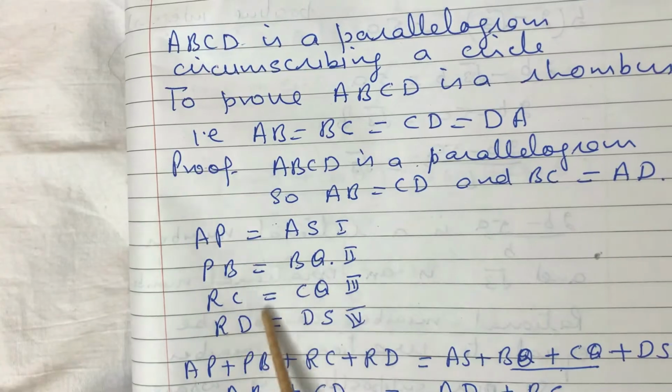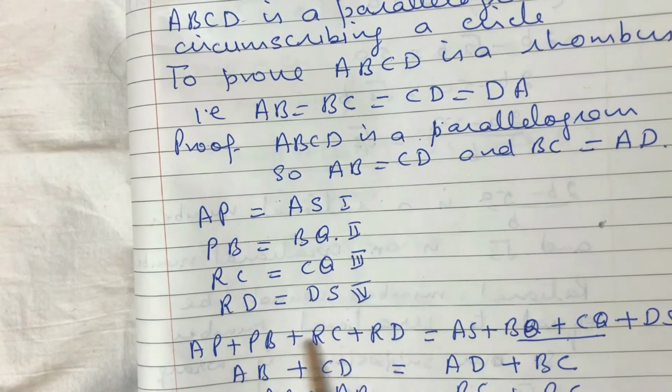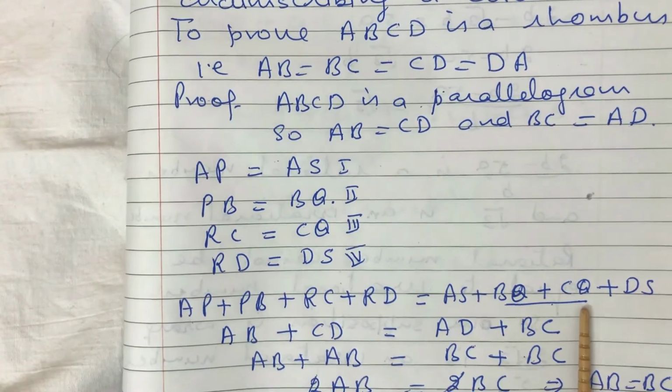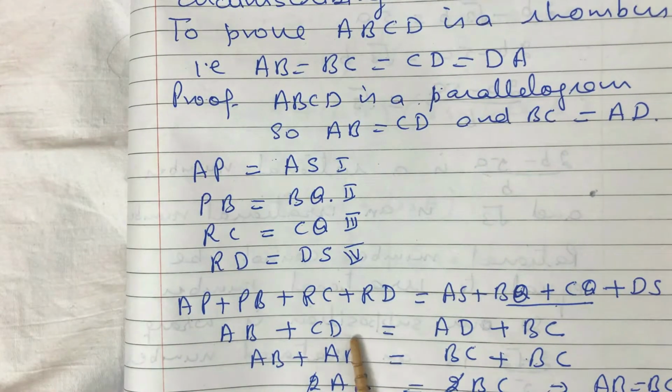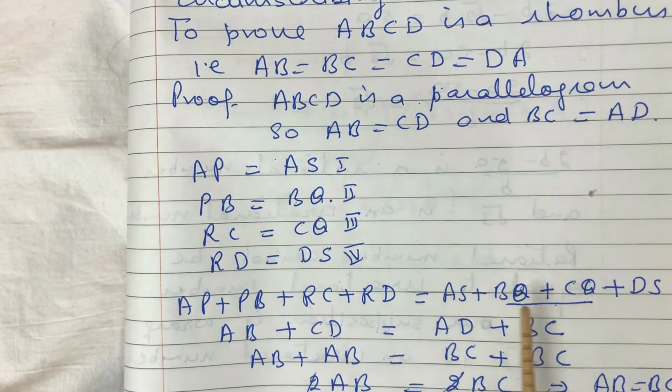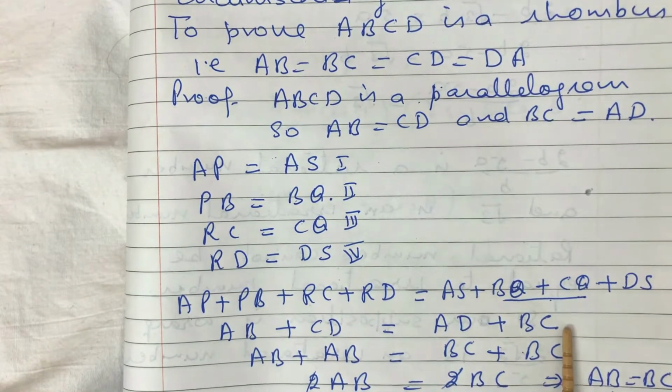Now, add this and add this. You will get this is equal to this. Now, here AP plus PB is AB. RC plus RD is CD. AS plus DS is AD. BQ plus CQ is BC.